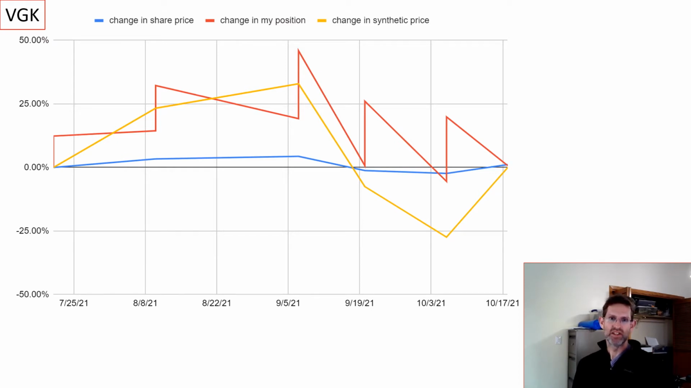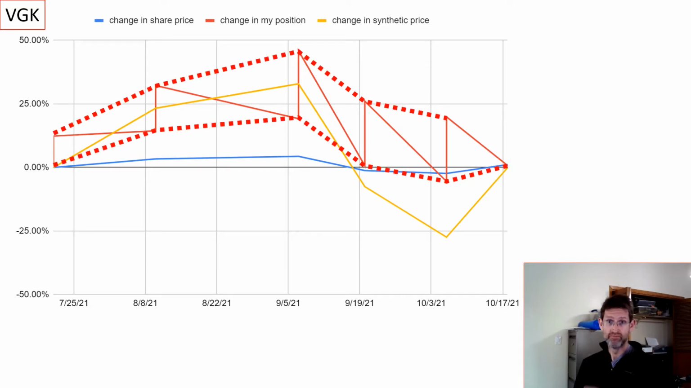Okay, so in all these graphs, the blue curve is the change in the share price, the actual share price. The gold is the change in the price of my leap option, while the red is the performance of my position. So each time I sell a call, the P&L rises, and when I buy that call back, the P&L falls. So you get sort of a sawtooth pattern on the red curve.